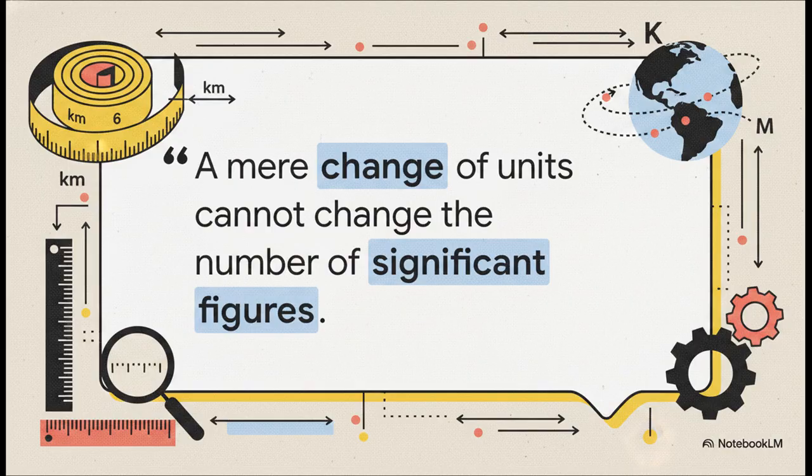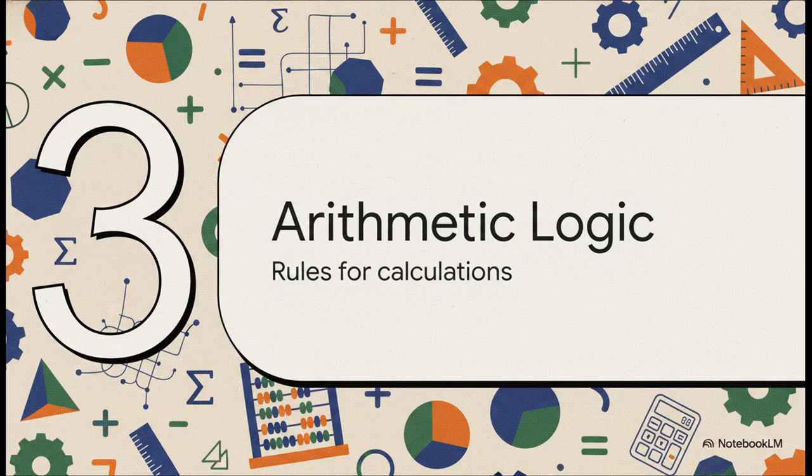So, the absolutely crucial golden rule here is this: a mere change of units cannot change the number of significant figures. Never, ever let a simple unit conversion, like jumping from kilometers to millimeters, artificially inflate or deflate the precision of your original measurement. Section 3. Arithmetic Logic and Rounding.